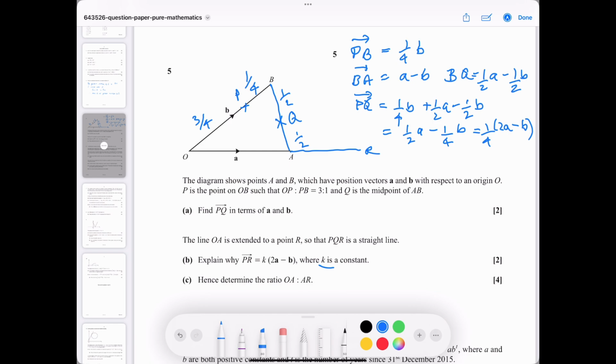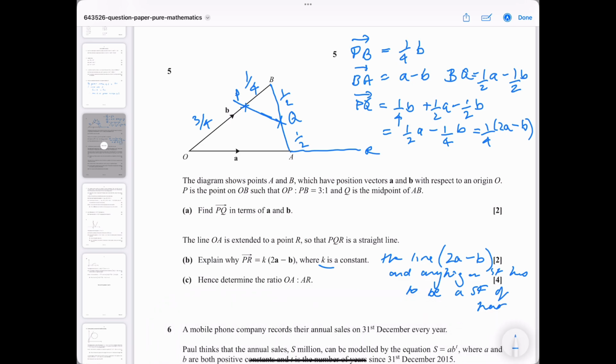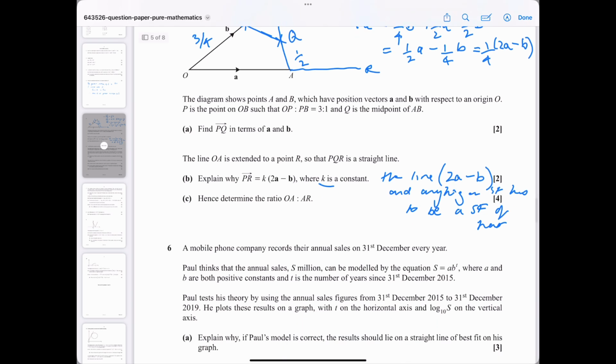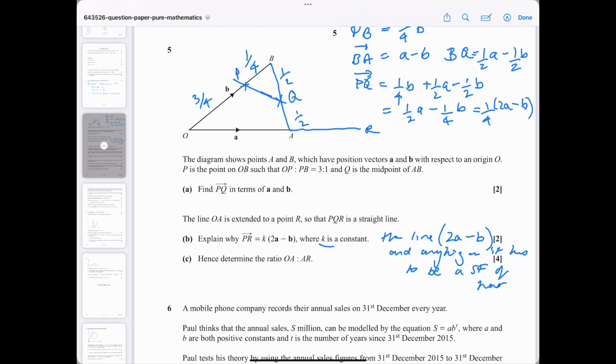Well, we know that this line here is 1/4 of 2a minus b. So we know that the line is 2a minus b, and anything on it has to be a scale factor of that. So k is just bigger than 1/4. We don't know how big though. So let's determine the ratio of OA. Where's OA? So this to this.